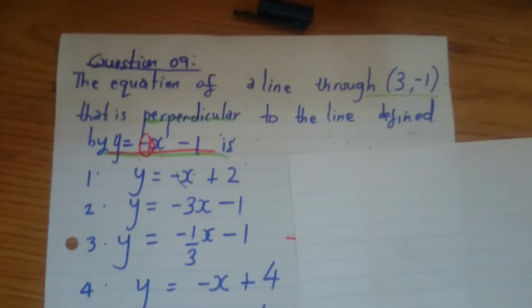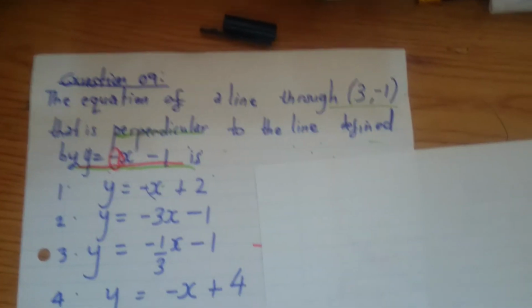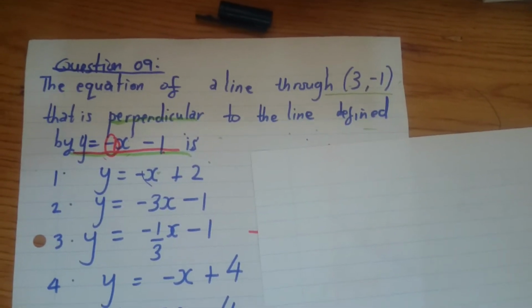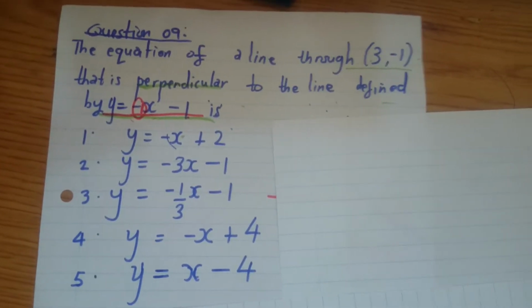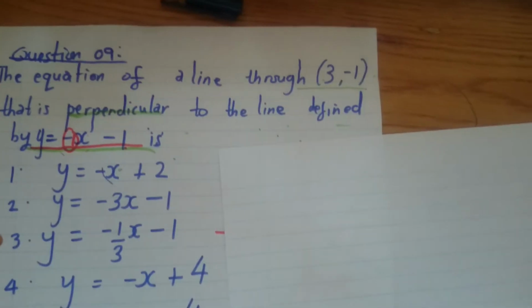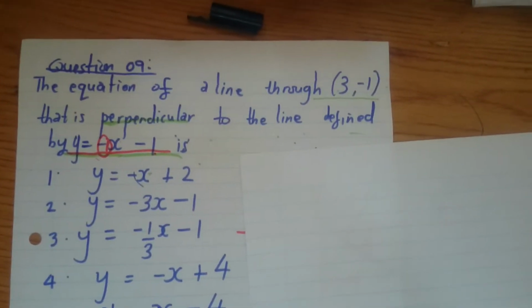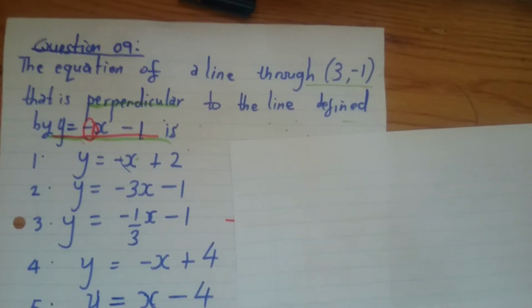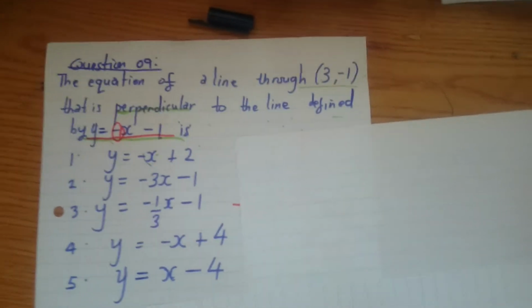Alright guys, so that's question number 9. Question number 9 says: find the equation of a line through (3, -1) that is perpendicular to the line defined by y equals -x minus 1. So we want that perpendicular line.